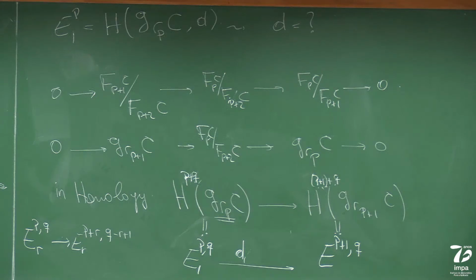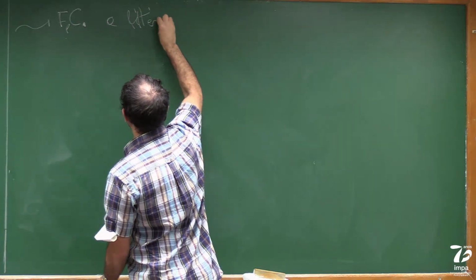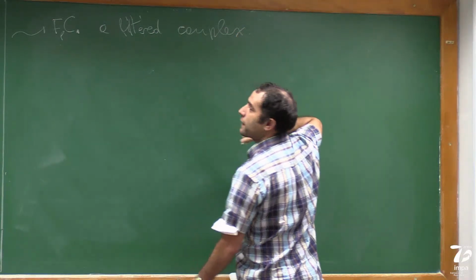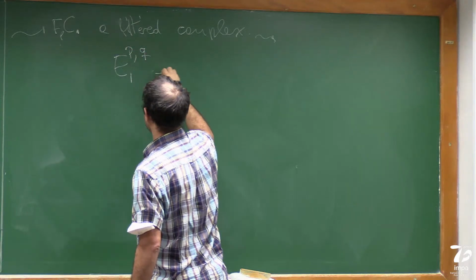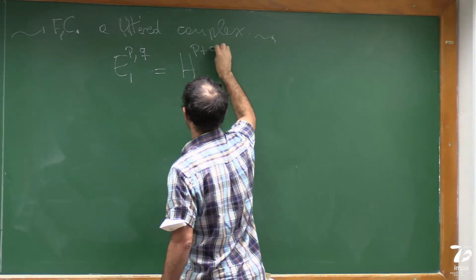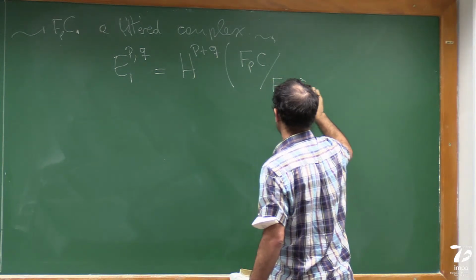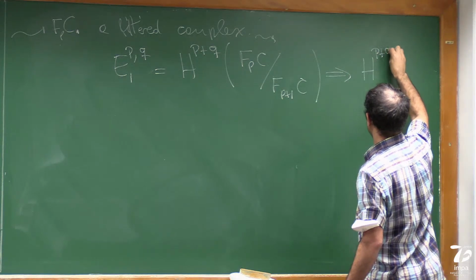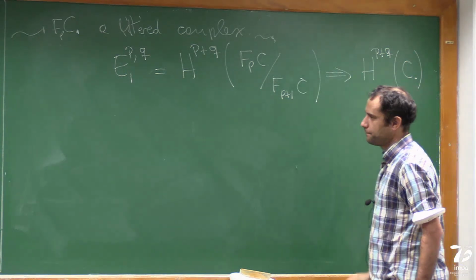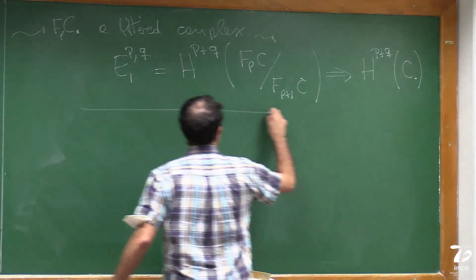So the upshot of all of this discussion is that if I have C, a filtered complex, I get a spectral sequence whose E1 term, E1 P,Q, is the H^{P+Q} of the associated graded in degree P. So this is F^P of C divided by F^{P+1} of C. And this spectral sequence converges to the homology of the whole C. I haven't told you what the filtration is in this last homology, but again, I'm not going to tell you. Probably I'll tell you next time.